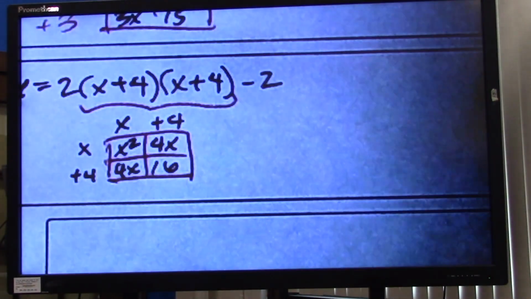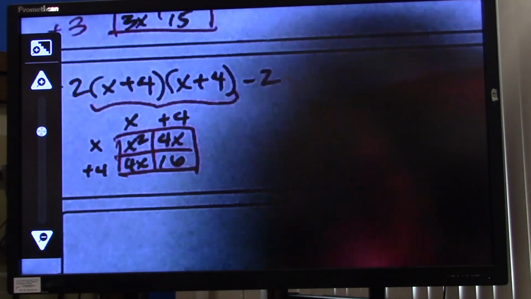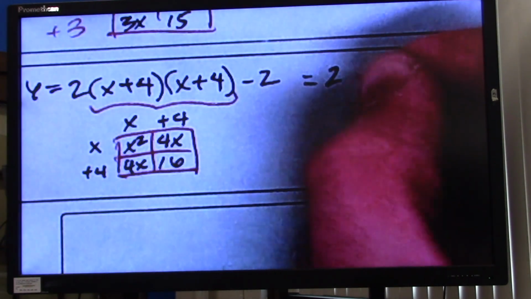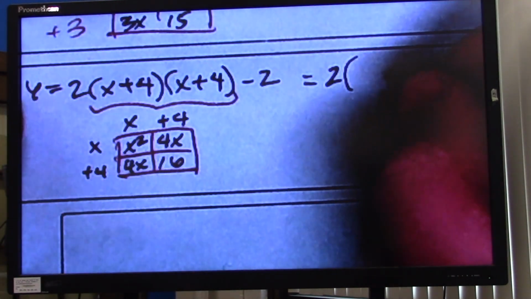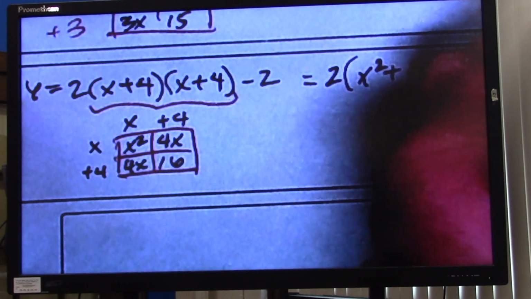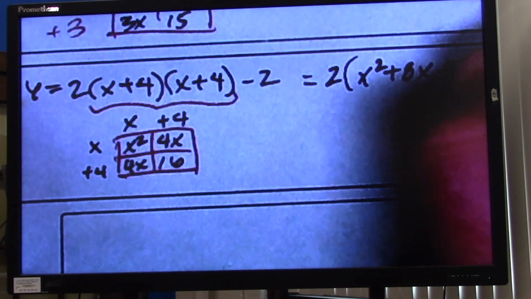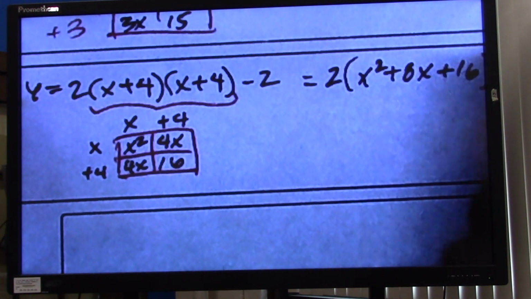And so this is the same as, I'll bring back the other parts of it. Instead of the double parenthesis, it would be equivalent to x squared plus 8x's plus 16, and then don't forget the -2 later. There it is.